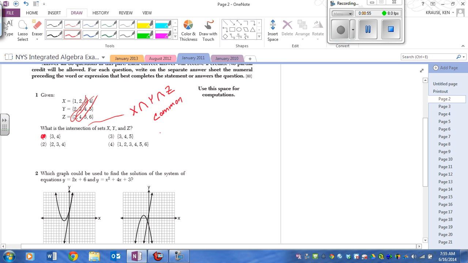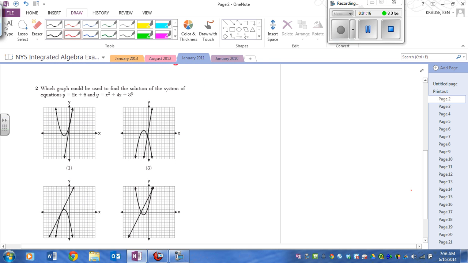The other thing they could have asked was x union y union z, and union means you're going to combine all of them into one big set, but that's not what they asked. I think if they asked for the union, this probably would be the right answer right here, but it's not. So let's keep moving.